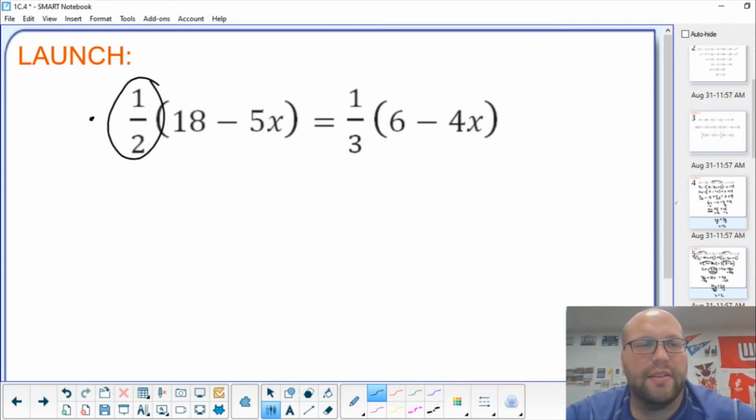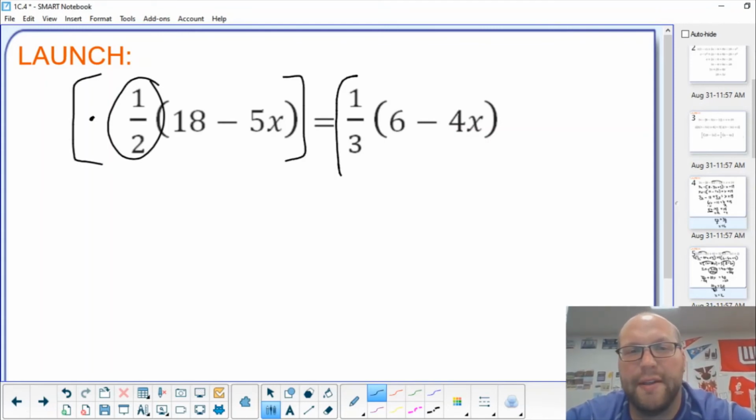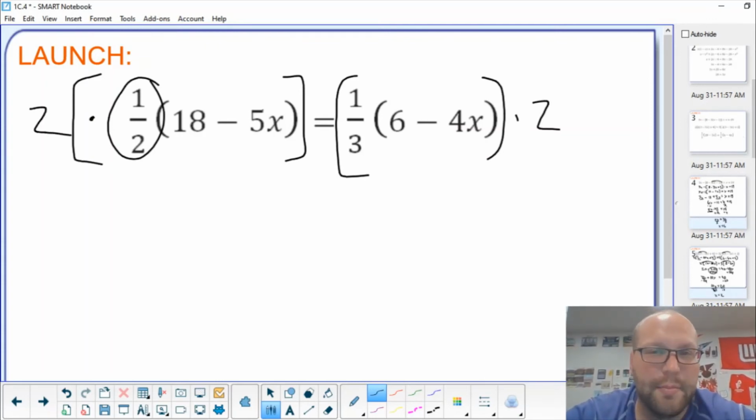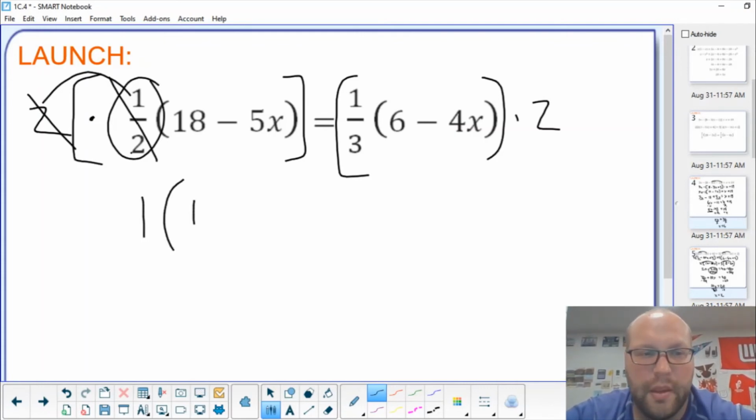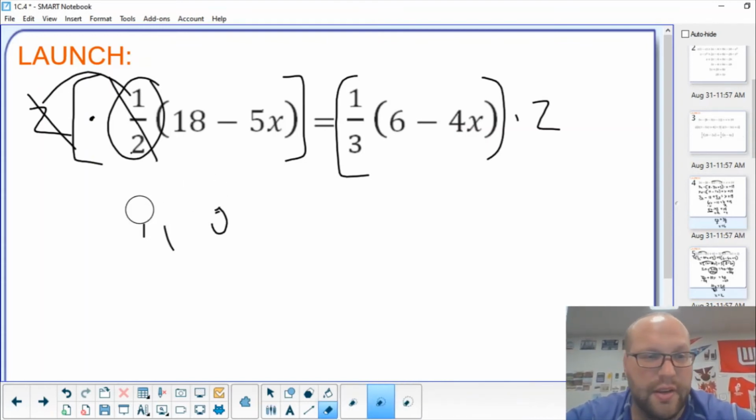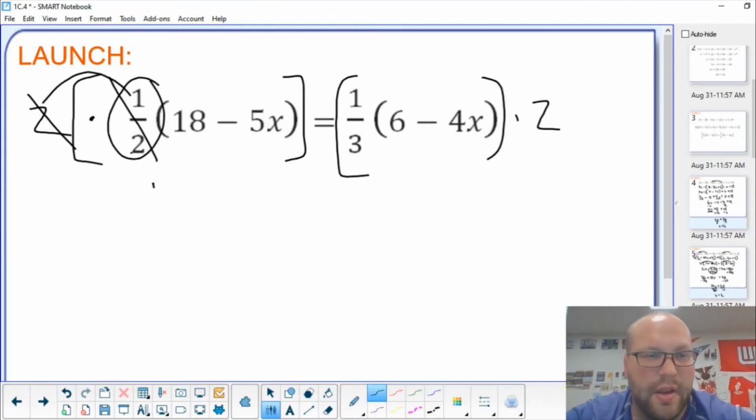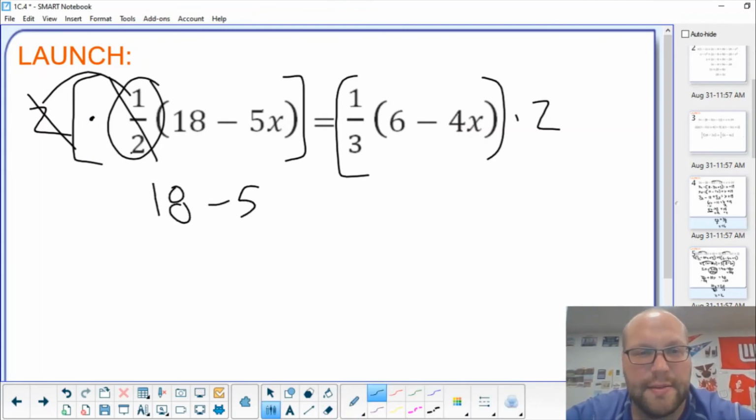So something that I like to do is take an entire equation and multiply both sides by a value. So I'm going to choose to multiply both sides by 2. And the reason being, multiplying both sides by 2, this 2 multiplied by this half is 1. Half of 2 is 1. So that reduces this fraction down into 1. And I no longer even have to include that anymore because 1 times anything is itself. So I actually turned the left side just into 18 minus 5x.